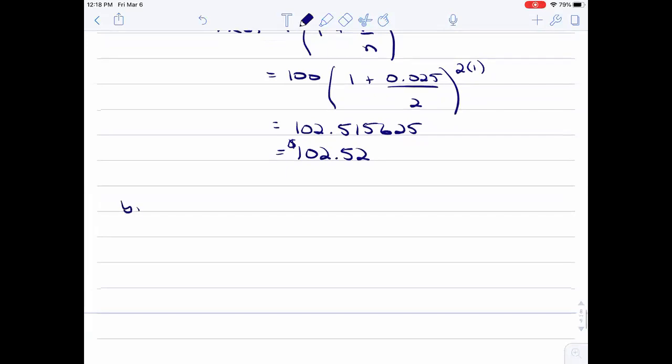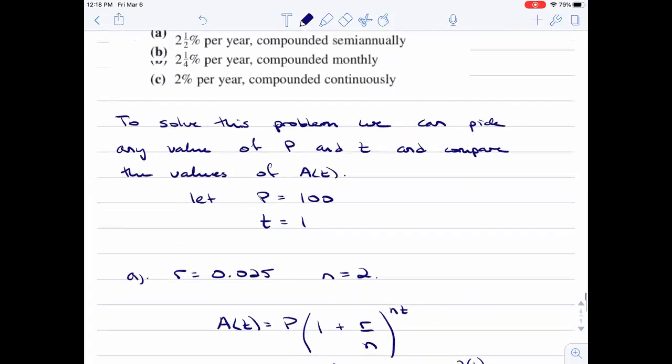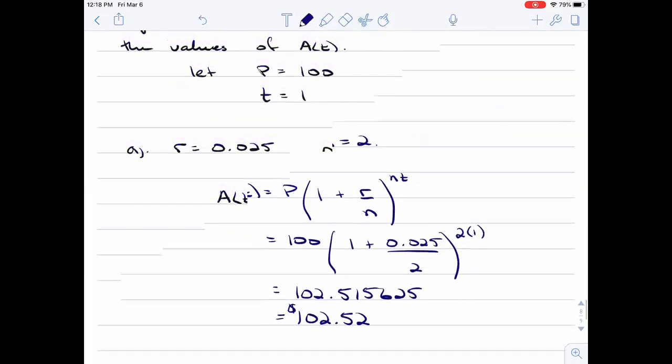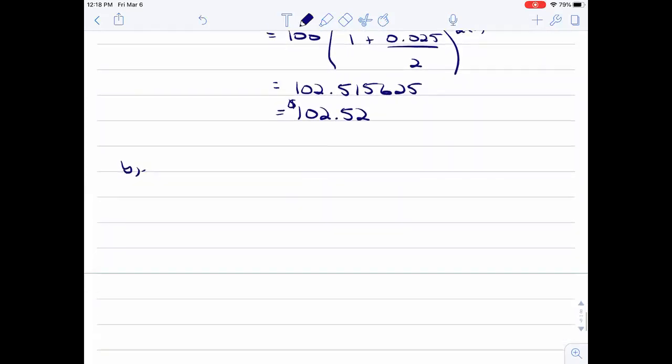So let's look at part B to compare. Now I've got 2.25% per year compounded monthly. So now R is 0.025, and N is monthly, so 12.